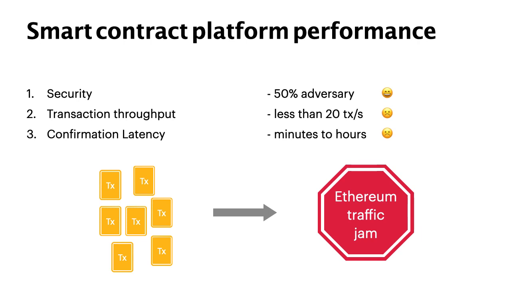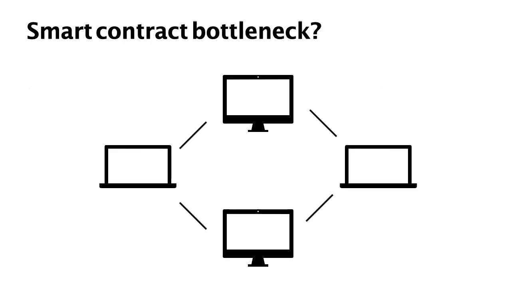So let us ask this question. What is the bottleneck of this performance? To see the bottleneck, let us first see its general architecture. Smart contract platforms are based on peer-to-peer networks, consisting of interconnected machines. Each machine in it runs a consensus protocol and also runs a virtual machine.